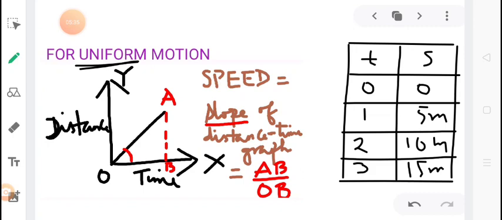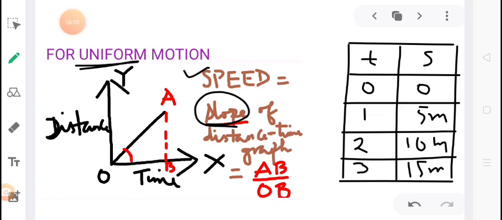Okay. Now one more bit of information is shown on your screen: how to find out speed. Graphically we can calculate speed by finding out the slope of the graph. Now what is slope? You can see in the graph, a right angle triangle has been formed by dropping a perpendicular on the time axis. So now the right angle triangle is OAB. So in triangle OAB, you are having three sides.